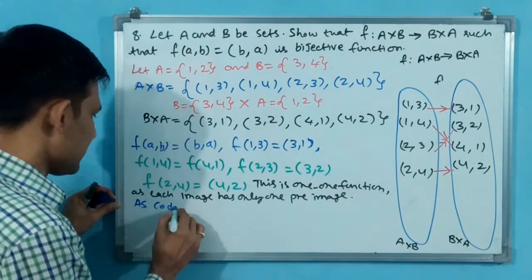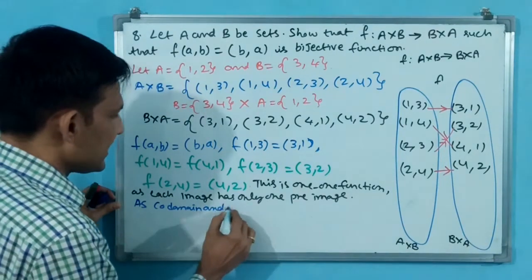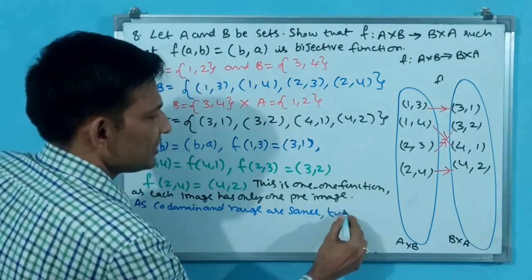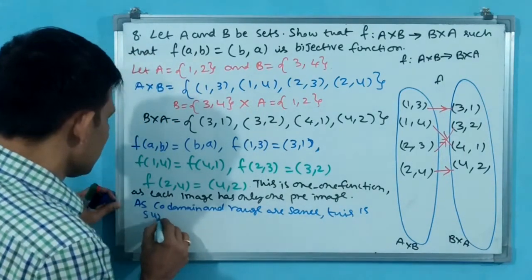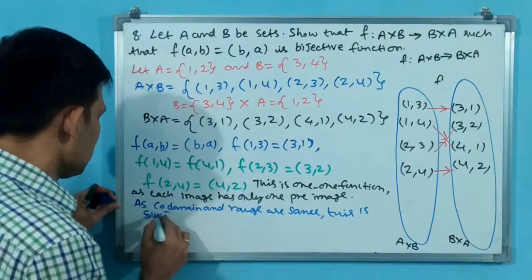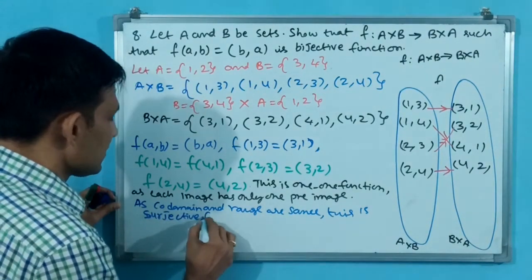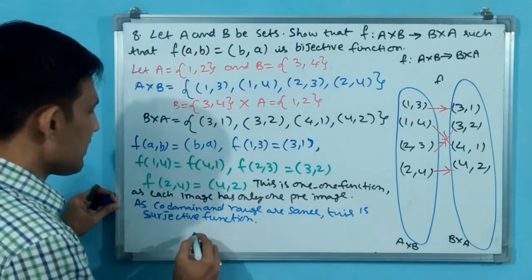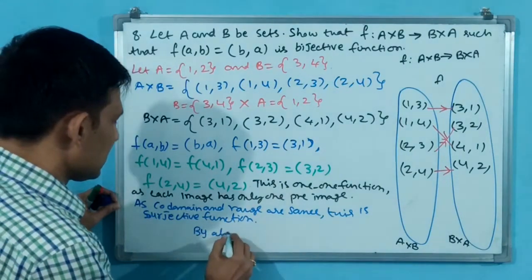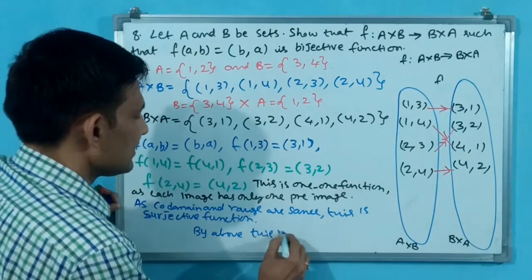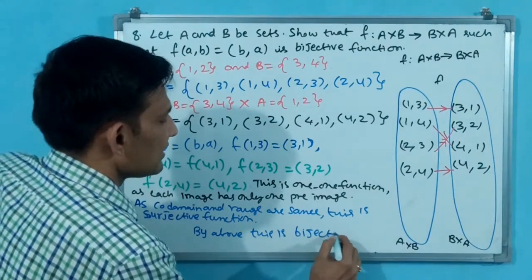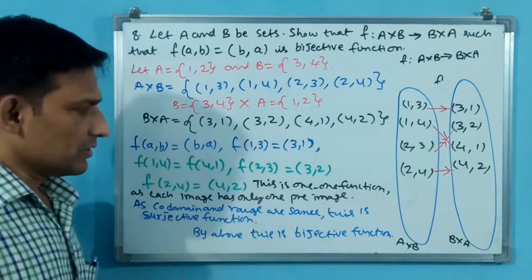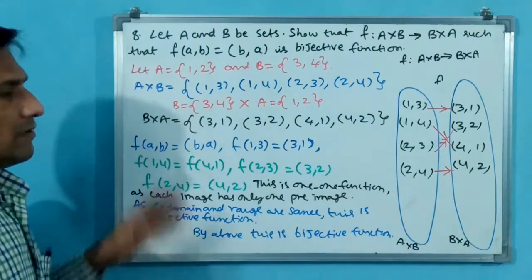As codomain and range are same, this is surjective function. Surjective function. Finally, by above, this is bijective function. Okay, you understand that? Like that we have to finish the problem.